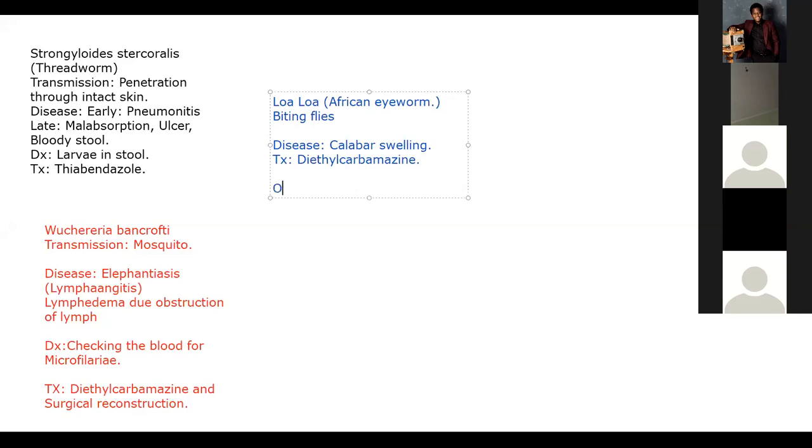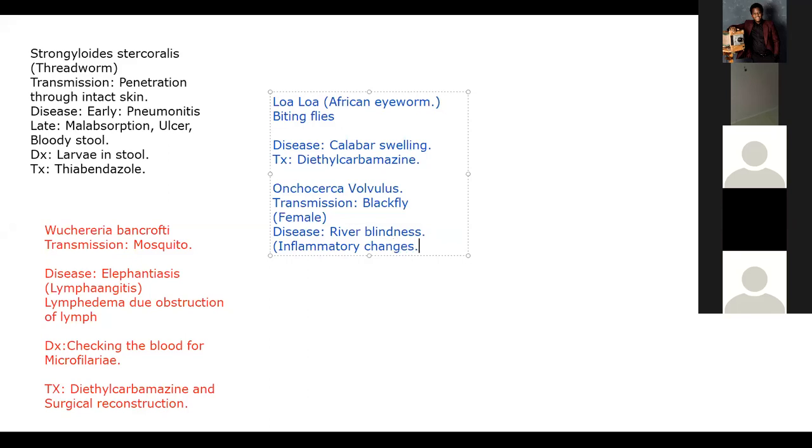The next one that we'll talk about is Onchocerca volvulus. Onchocerca volvulus is transmitted through the black fly. The fly called the black fly is the one that causes it, more specifically the female black fly. They cause what is called river blindness. Apart from river blindness, they can cause nodules, which can be very painful, and different inflammatory changes. Please take note, they can cause inflammatory changes in the eye.